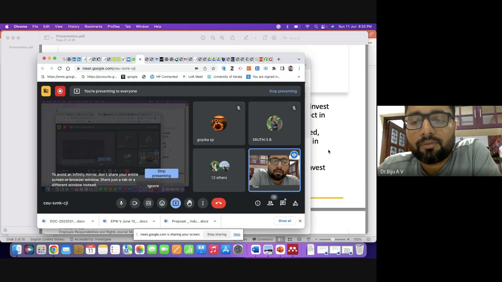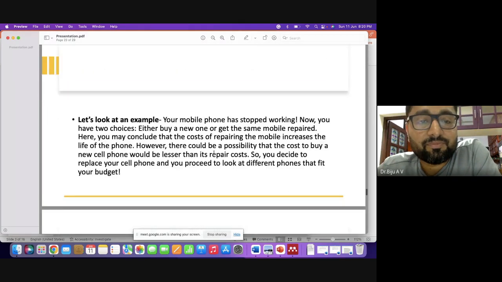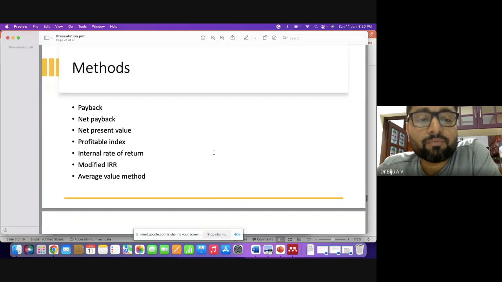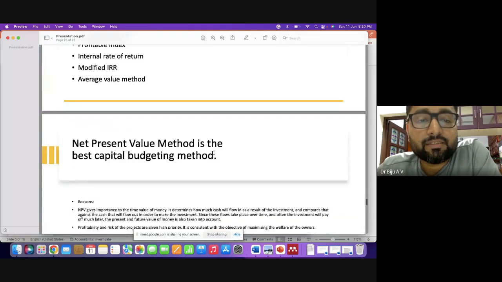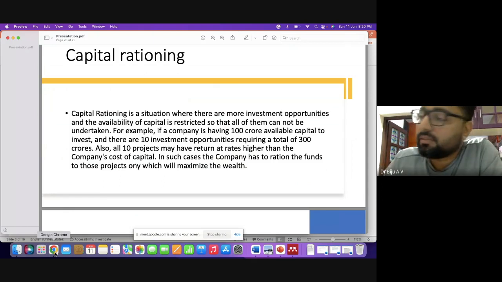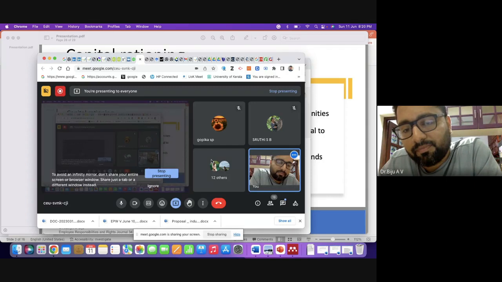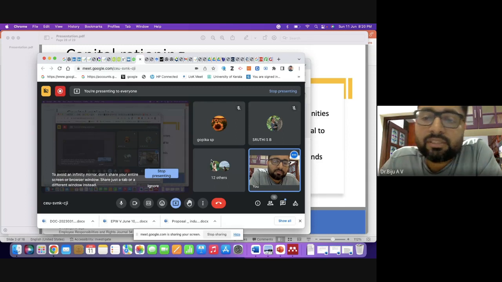So I hope you understand capital budgeting techniques. These are the techniques, right? And there is capital rationing. I think this is also important. What is capital rationing?